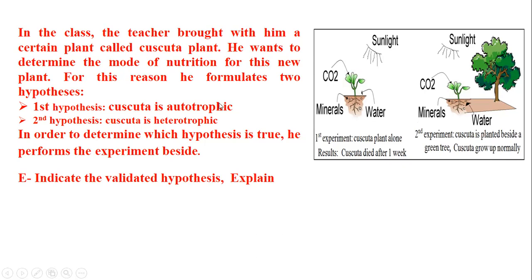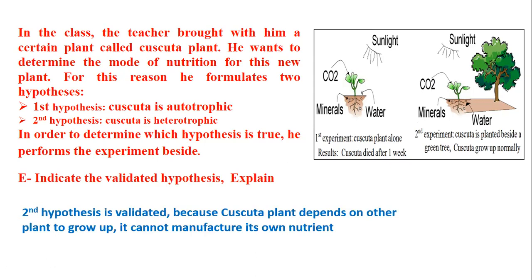Cascota is not autotrophic since alone it cannot manufacture its own food. It needs or depends on other plant. So its life mode is heterotrophic. Second hypothesis is validated because Cascota plant depends on other plant to grow up. It cannot manufacture its food, its own nutrient.